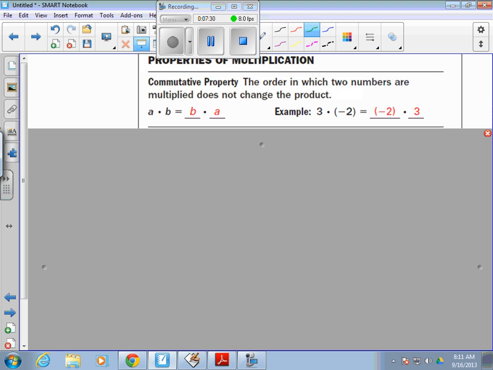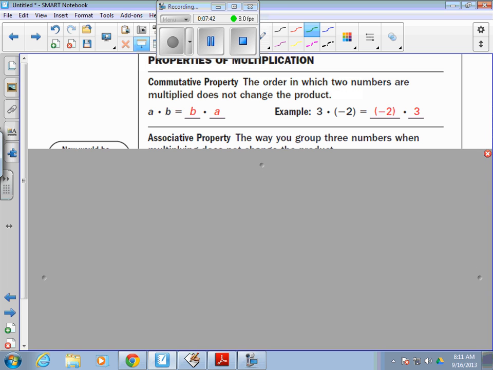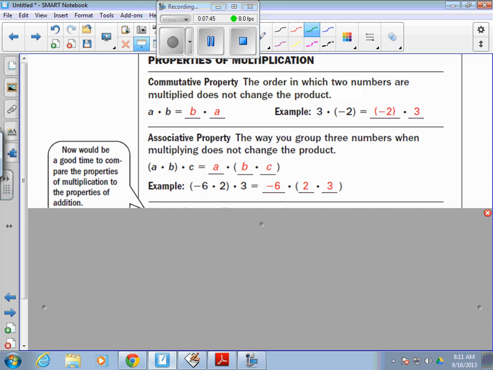Properties of multiplication says the commutative property, just like properties of addition, commutative just moves. A times B becomes B times A. It commutes from one spot to the other. So 3 times negative 2 is the same thing as negative 2 times 3. That's all commutative is. Associative acts just like the associative property of addition. A times B first, then times C is the same thing as A, and then B times C first. The parentheses are just moving from one group or one association to the other. So negative 6 times 2 times 3 is the same thing as negative 6, and then 2 times 3 first. You're going to get the same values.